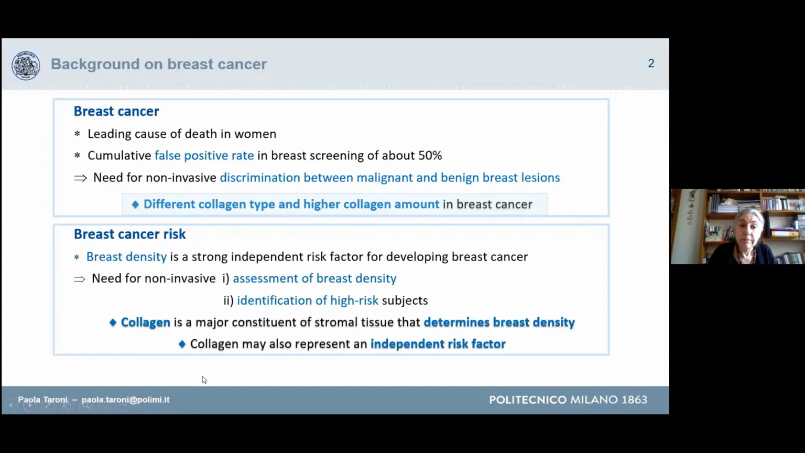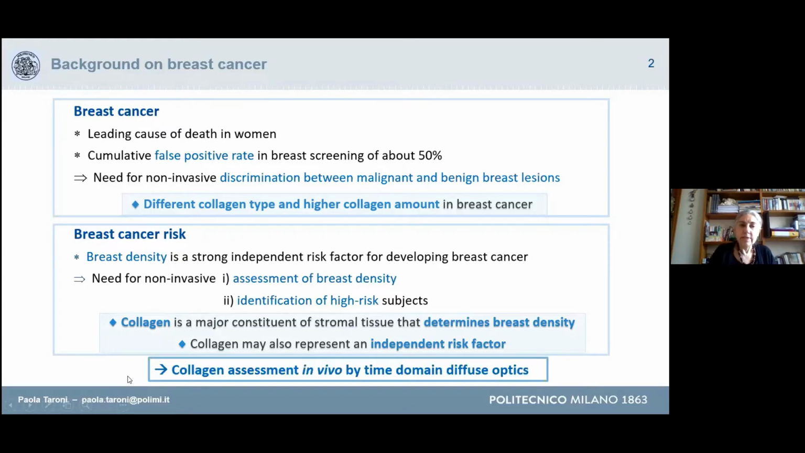And again, collagen is a major constituent of stromal tissue that determines breast density. And so sensitivity to collagen could be of interest also for the assessment of risk. And it has been shown in the literature that collagen seems also to be an independent risk factor. And this would make the direct in vivo assessment of collagen even more important. So these are the reasons that have pushed us to try to apply time domain diffuse optics to measure tissue composition, and in particular to assess collagen in vivo in breast tissue.